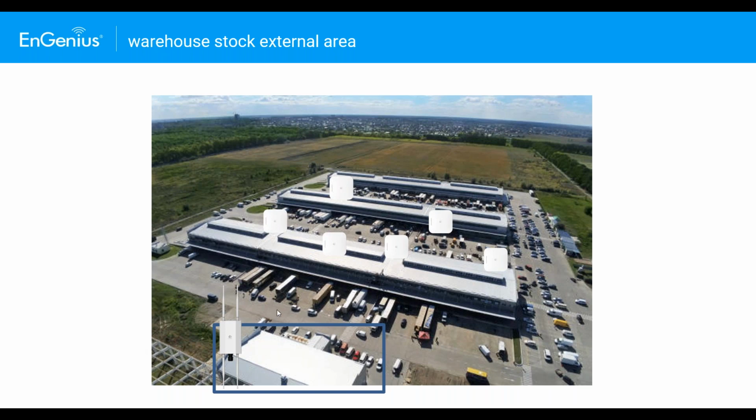If, for example, we would like to cover this area and the ECW 160 cannot get a very good signal from the indoor access point, maybe it's the case to place another ECW 160 outdoor mesh for these satellites.